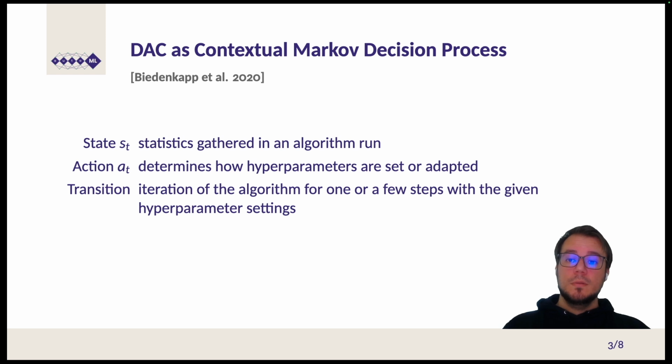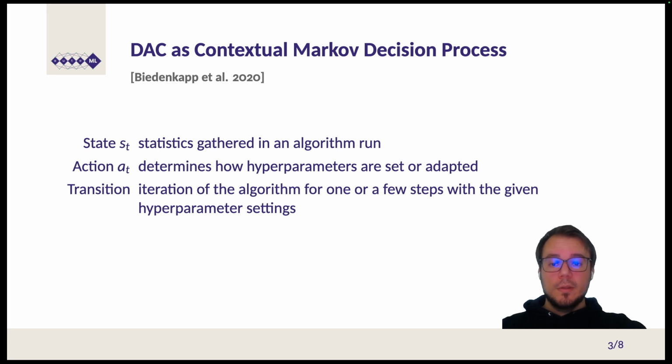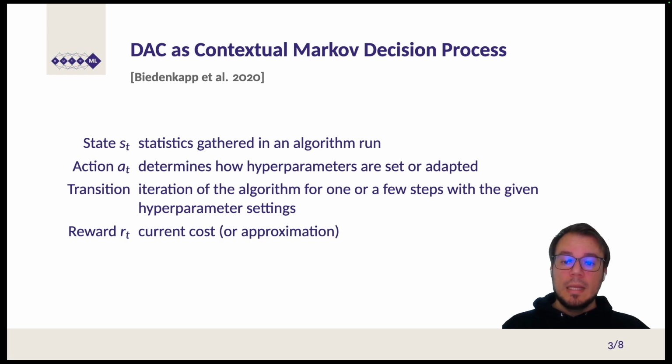We need a transition function, and that in the DAC setting is the iteration of the algorithm for one or a few steps with the given hyperparameter setting, so that we know that with the particular state of the algorithm and the particular action at this time step, if we run it for a step or multiple of these steps, where do we end up in terms of the next state of the algorithm? And we need a reward that is the current cost or the approximation of the current cost. And if we have a reward, right, we can also use that to directly optimize for this reward. So maximizing the reward to get the best out of our configuration schedule.